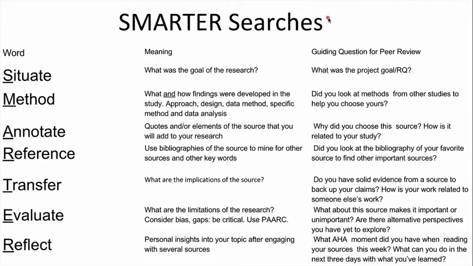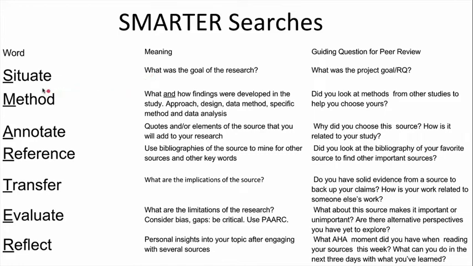It's called Smarter. And when you use Smarter, you can ensure that everything that I'm looking for in this annotated bibliography is being included. So the first thing you're going to do is situate your research. Tell me what was the goal. What was the project goal? What was the research question? Give me a signal phrase to start it, then tell me what the research question is.